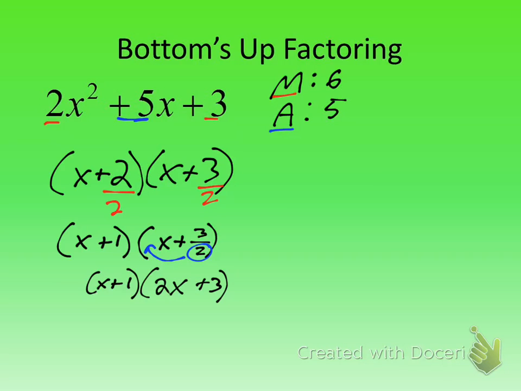Okay, and if we did this right, it should FOIL back, right? So what's x times the 2x? 2x squared. Okay, x times 3 gives you 3x. 1 times 2x gives you 2x. 3x plus 2x gives you? 5x. Hey, we're looking good. What's 1 times 3? 3.